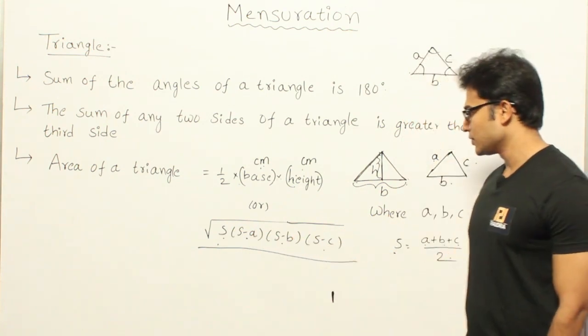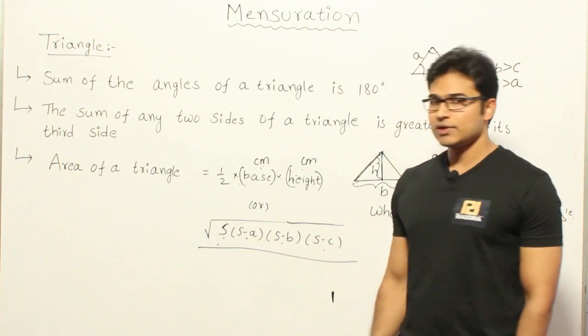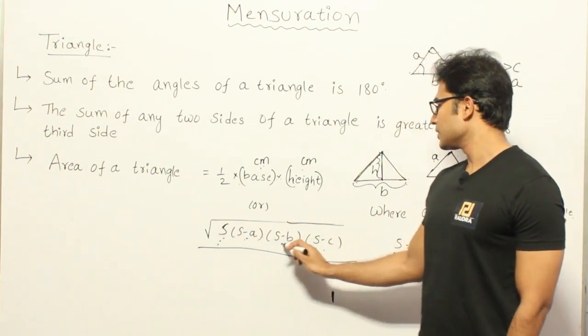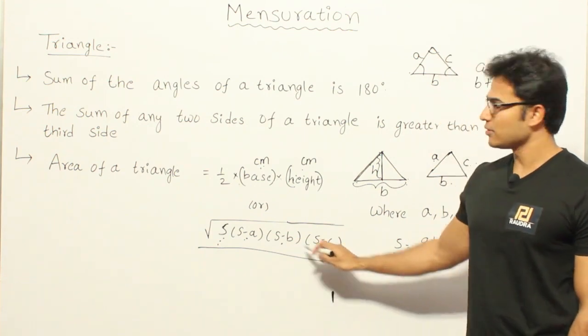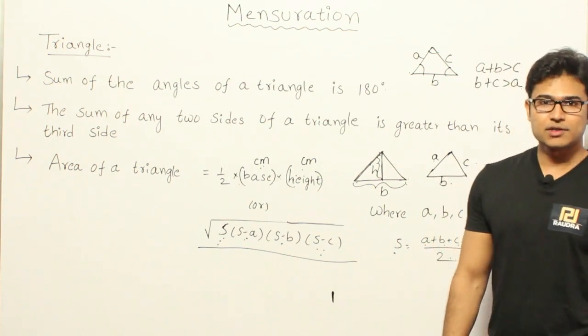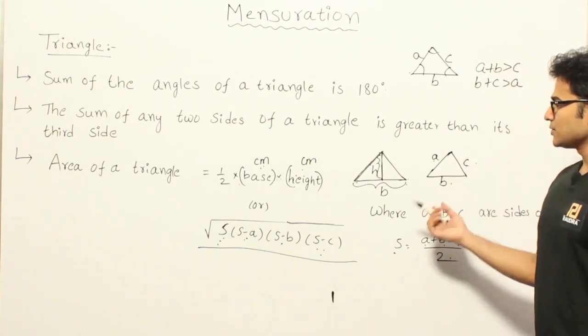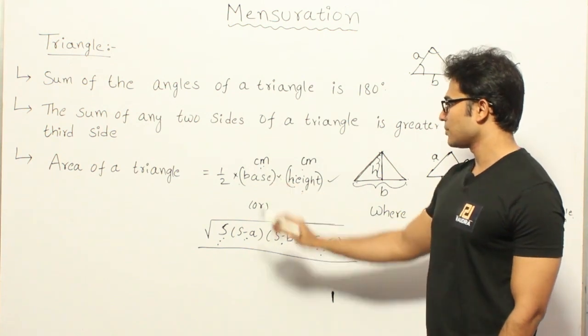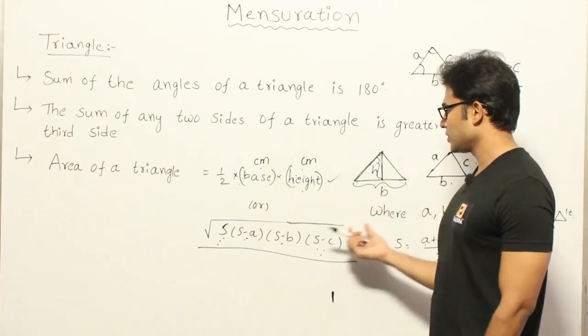Now even here, S will definitely be in meters or centimeters, isn't it? So meters, meters, meters, meters. So meter power 4, square root, meter square, right? Therefore again area will be measured in meter square or centimeter square. So based on the given data, you can apply either this one or this one. If base and height are given, apply this. If all the sides are given, apply this.